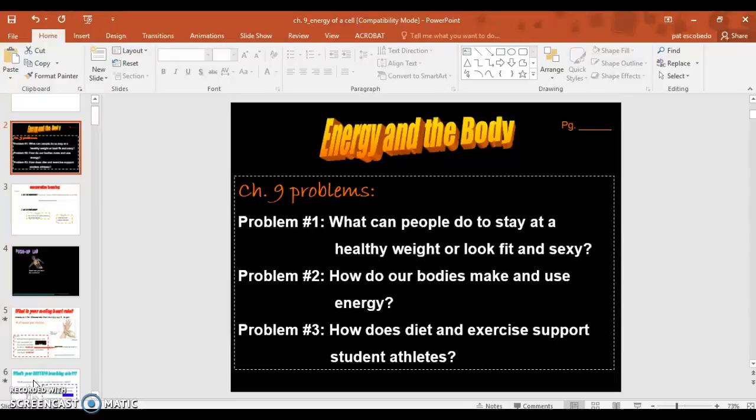Alright, every chapter we do, we always try to relate it to some problems or things that help us understand why energy and the body is important. Today we have these 3 problems. You should have these in your notes if you don't yet. So each problem, 1, 2, and 3, we do need to write down.